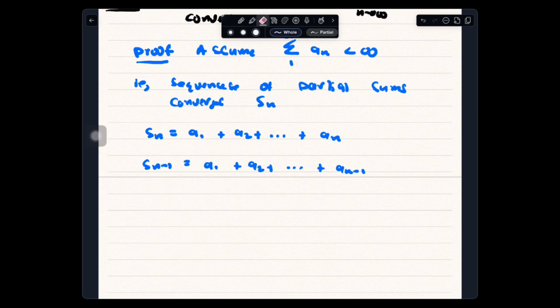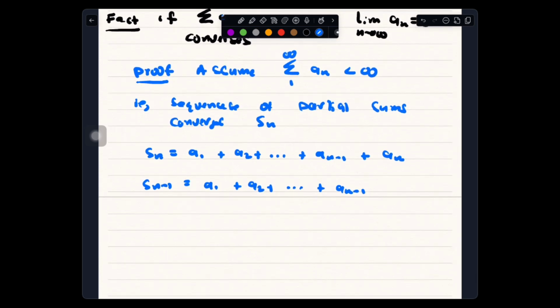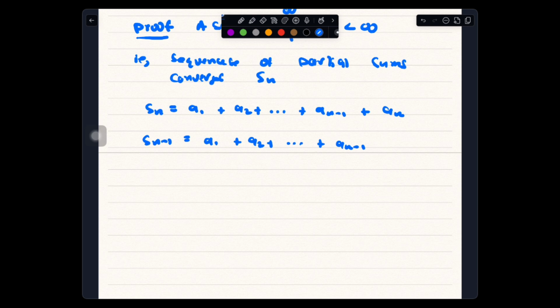Now, I'm going to do what I did in the prior demonstration. So we're going to compare those two. We know that the sequence of partial sums converges. Now, what I'm going to do here is we're going to look at the difference between Sn and Sn minus 1, and notice that's just an. Because if I take the difference of these two, we have collapsing.